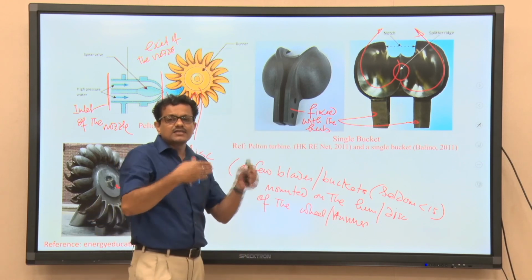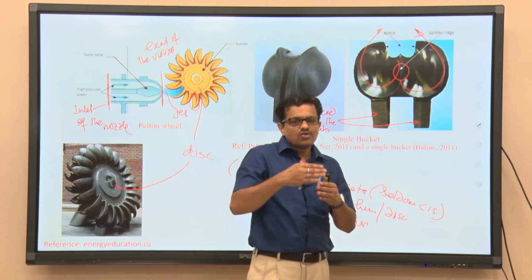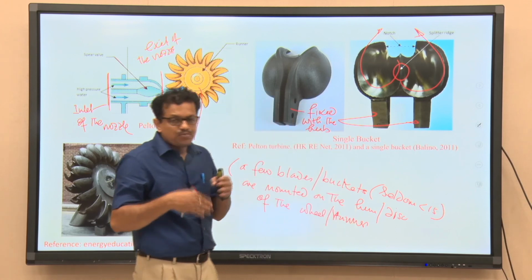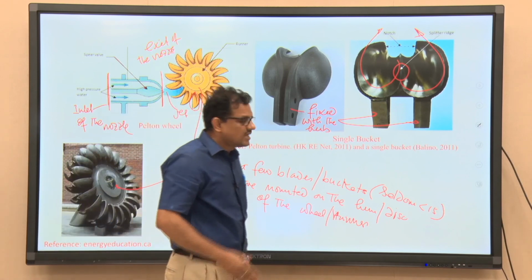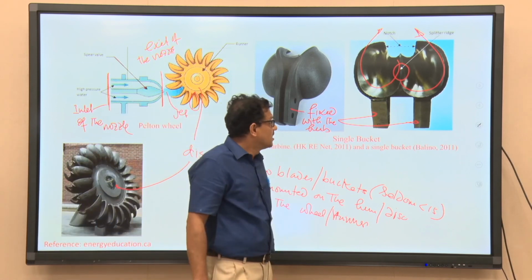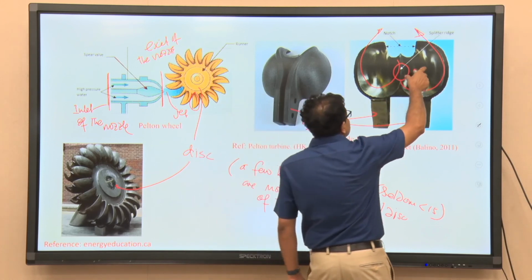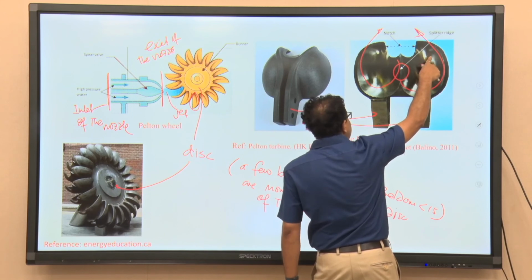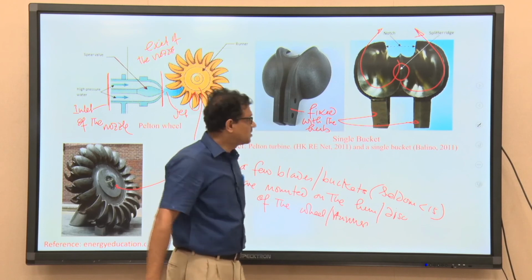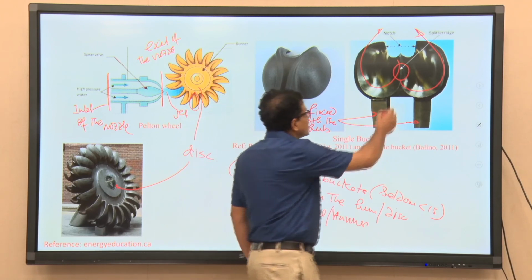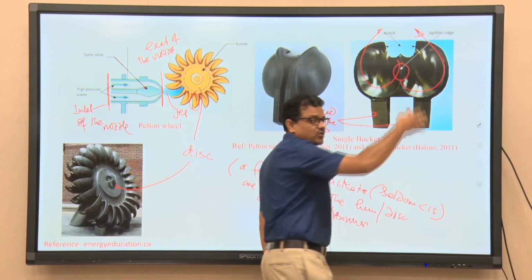Instead, the deflection angle is kept constant, essentially for the smooth operation of the turbines, and that part we will be discussing in the next class. But the only important thing that I should discuss here is that the jet will be allowed to deflect by this bucket or blade. The splitter will allow the jet to divide into two equal parts.